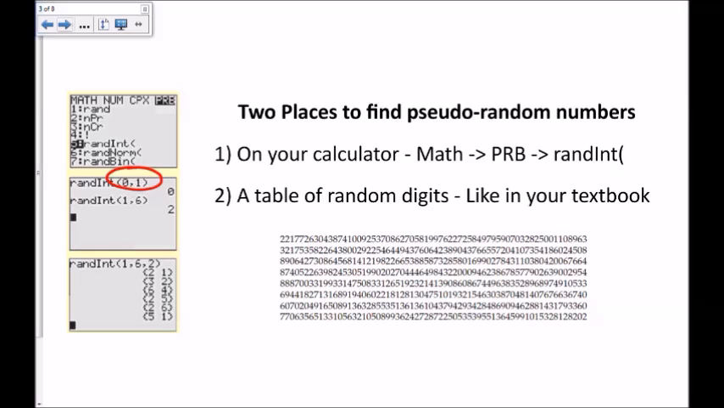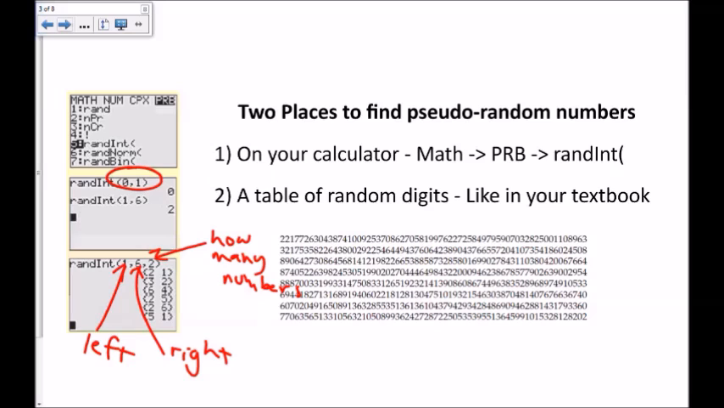Now if you put a third parameter into that function, let me write it over here. Left bound, then a right bound, and then this is how many numbers. So this function down here says randint, I want numbers between 1 and 6, and I want 2 of them. So you can use your calculator to generate random numbers.